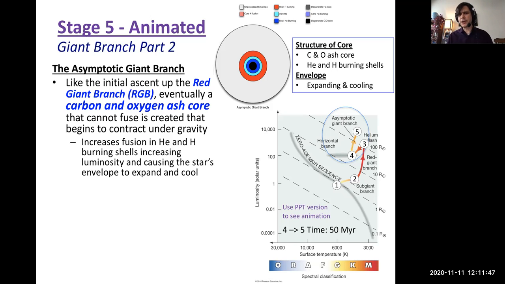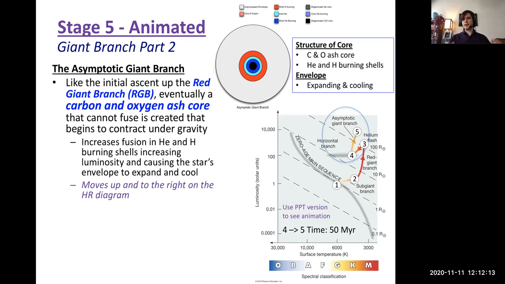So yeah, we have a pretty complicated core structure. We have the carbon and oxygen ash core surrounded by a helium burning shell, surrounded by a hydrogen burning shell. And as the ash core contracts, all of the fusion reaction rates are going to go up because the temperature is going up, which is going to set off a lot of thermal pressure into the envelope of the star, which is going to cause the envelope of the star to balloon out once again.